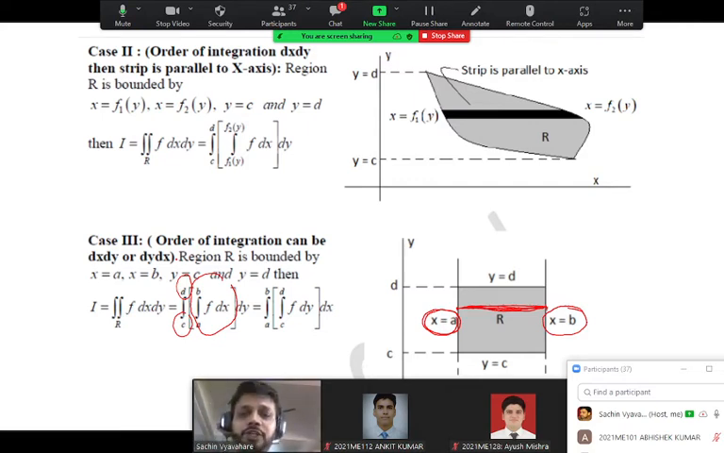Throughout the double integration, you will come across only these 3 cases. Case number 1, you may have all constant limits. If you have all constant limits, yes, the region of integration is a square or rectangle there.